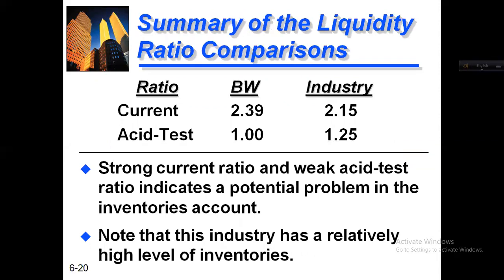So this is the summary of the liquidity ratio comparisons. This is the recent year comparison of the current ratio and acid test ratio. Number 1, a strong current ratio and a weak acid test ratio indicate a potential problem in the inventories account. Note that this industry has a relatively high level of inventories.